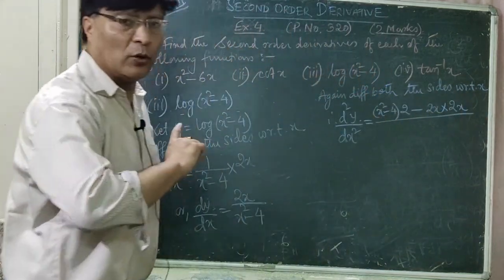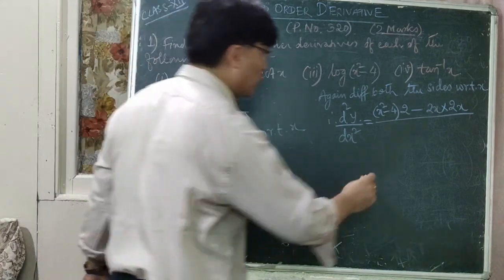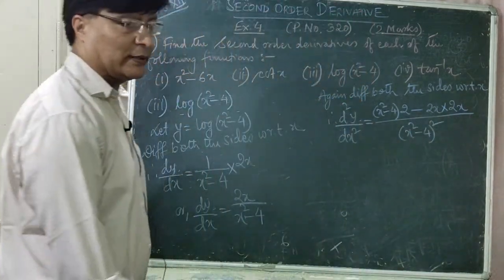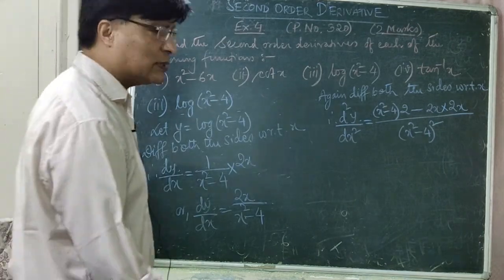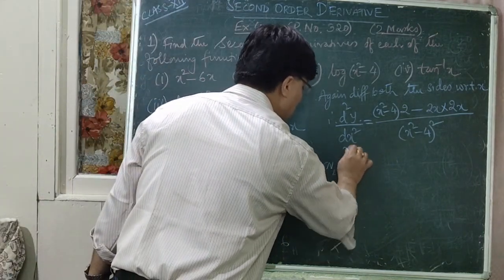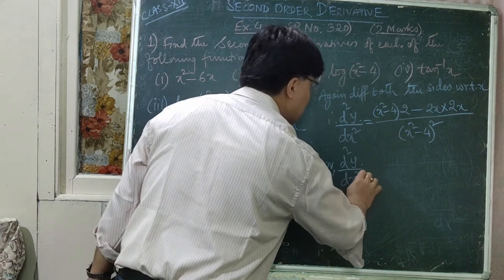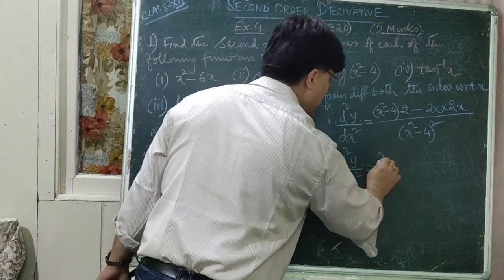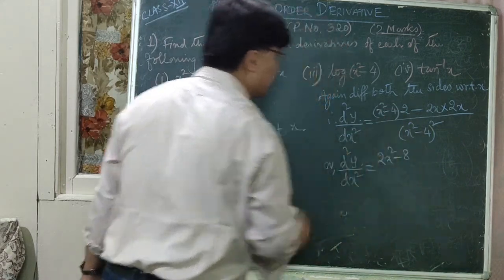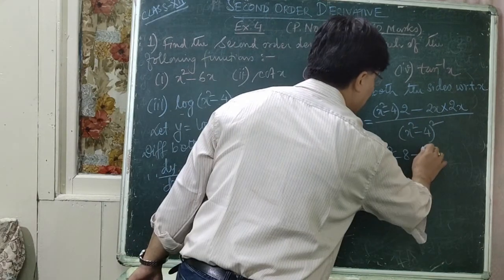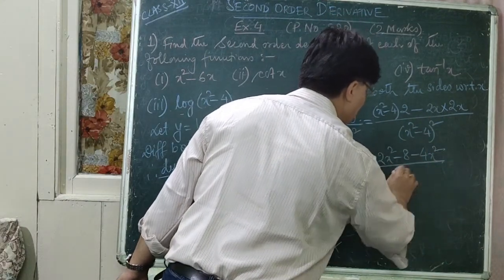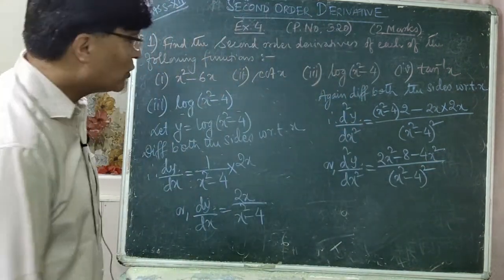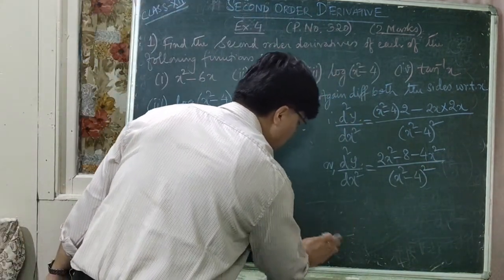So whole divided by, what is the rule here? Whole divided by denominator whole square. What is the denominator whole square? It is x square minus 4 whole square. So I think you have understood it. So this is your d2y by dx square is equal to, now multiply here, 2 into x square minus 4 is 2x square minus 8, okay, so it is minus 4x square, divided by x square minus 4 whole square. Is that clear to all of you? Now I think you have understood it.